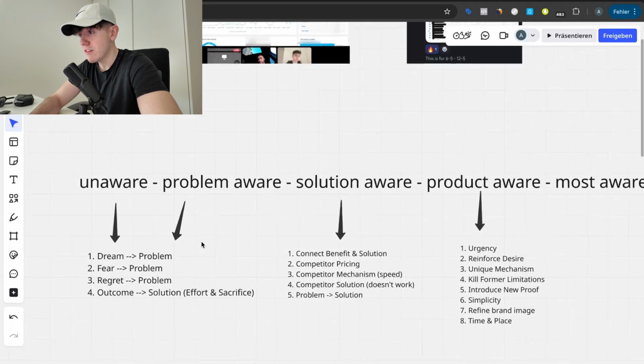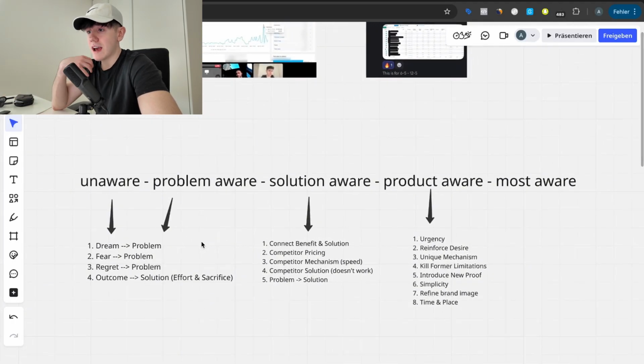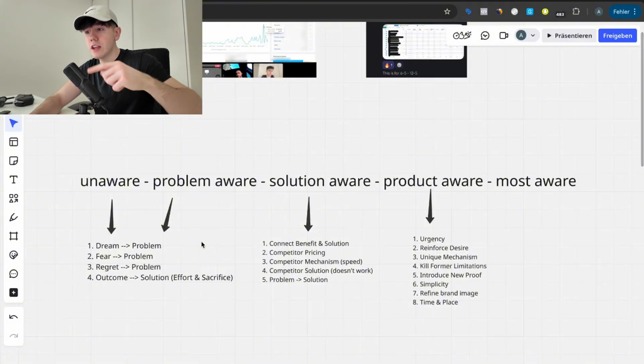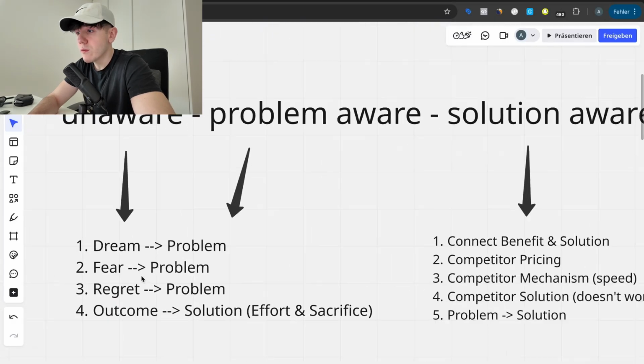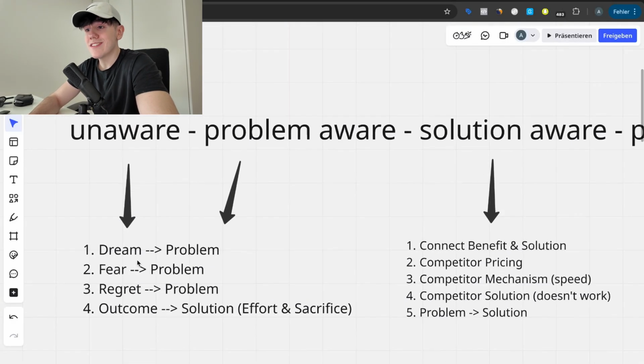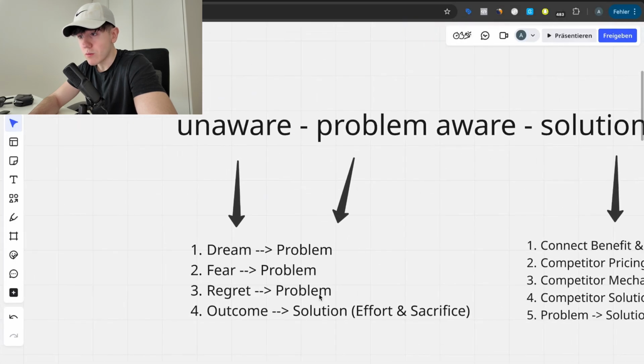And so I want to give you guys the best practices from me personally that I've used for each of these awareness stages to get people to being one step more aware every single time, and to convert a super unaware person the first time of them actually seeing your ad, which is a super difficult thing to crack, right? I've written down 4 different ones here that I want to break down. First one is dream to problem, fear to problem, regret to problem, or outcome to solution, basically focusing on effort and sacrifice. And so what do these mean, right?